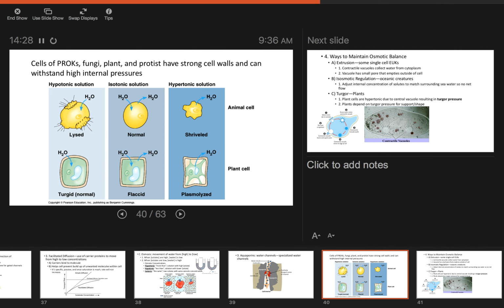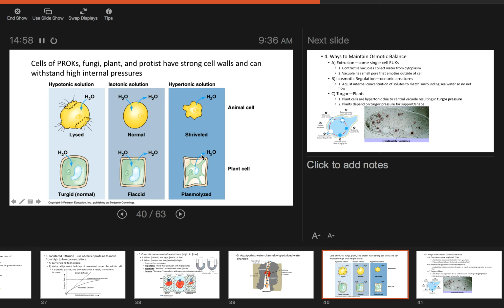Now, cells of prokaryotes, fungi, plants, and protists have strong cell walls. And so when water enters or leaves the cell, we have the cell wall that gives it additional support. So here, in an animal cell, when water rushes in a hypotonic solution, if the cell takes in too much water, it can burst and lyse and basically destroy itself. But here with a plant cell, because we have this cell wall, it provides support, and the cell will not rupture.